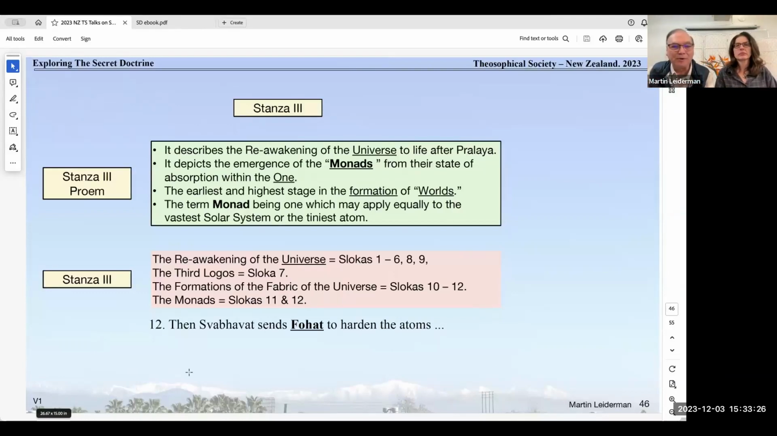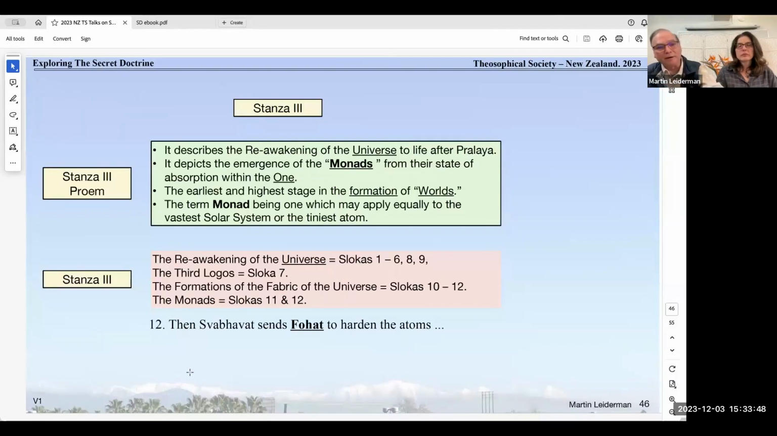And also remember that the term monad is applied to the tiniest atom, and now even less than that, because we know there are quarks and things way below. Blavatsky said that matter is infinite. Isn't that interesting? And then the solar system and you and me.